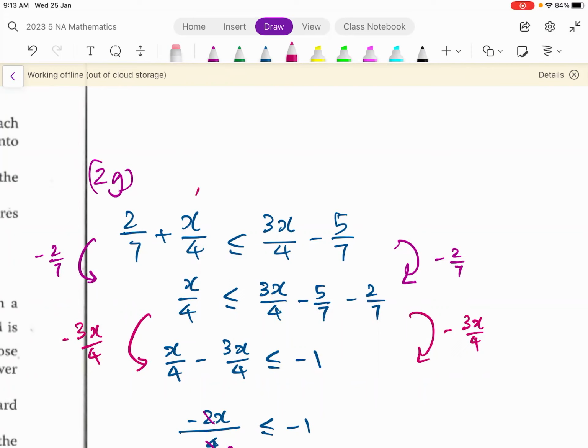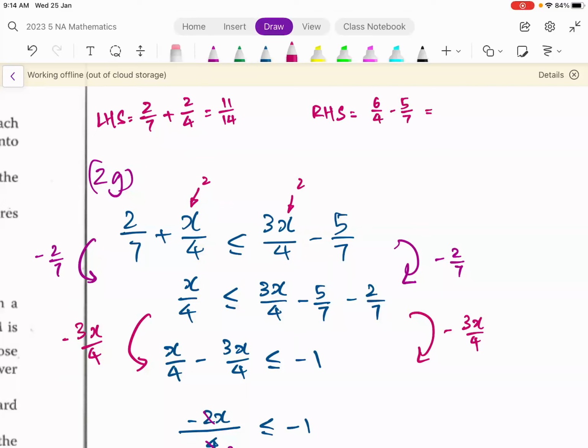When I substitute x equals to 2 here, take out a calculator, evaluate what is 2 over 7 plus 2 over 4. Can you help me find out? So this is my left hand side. 11 over 14. Okay, what about the right hand side? When I substitute 2 inside, so 6 over 4 minus 5 over 7, what do I get?